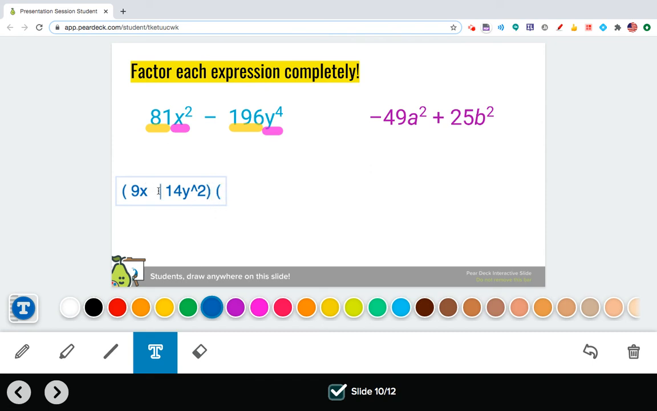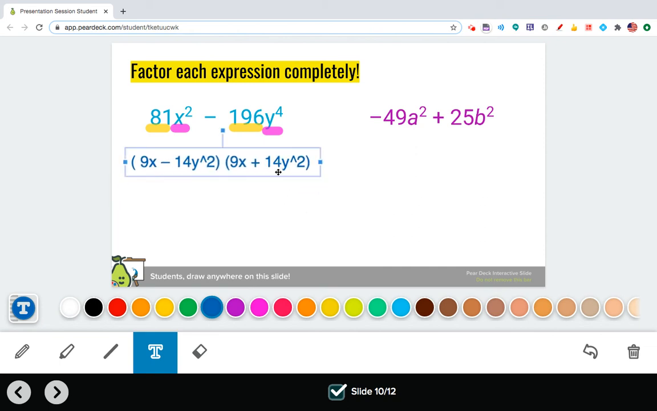And then I'll put a minus sign here. I'll copy this exact expression, except change this to a plus. That is how we factor a binomial as the difference of perfect squares. We factor it this way. Now we'll try the next example.